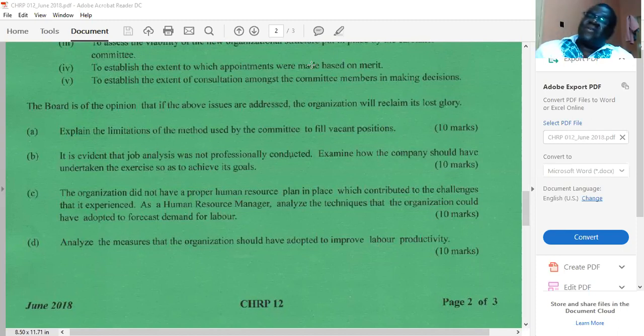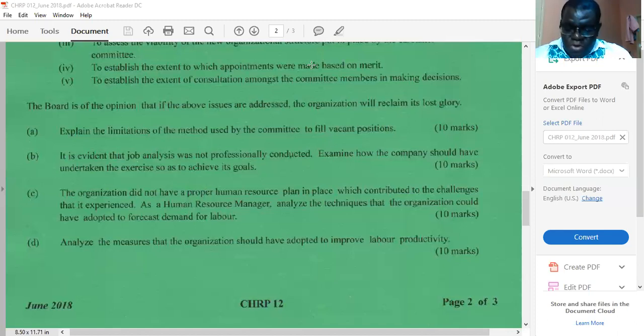Step number three, you now carry out, conduct the exercise. Once you have concurrence of all the involved and affected parties, conduct the exercise where you apply whatever tools you will have agreed to use. Is it questionnaires? Is it interview schedules? Is it critical incidents? Is it supervisory conference? Is it direct observation? Whichever method you will have agreed to employ, you apply the methods to collect data. The data that you will have collected, you will then compile it, because you are collecting all pertinent data about every job position in the organization.